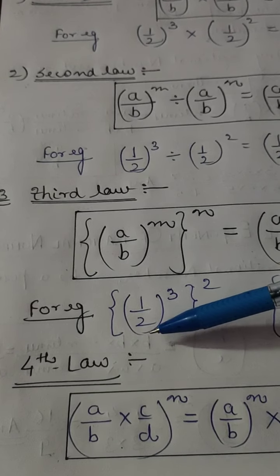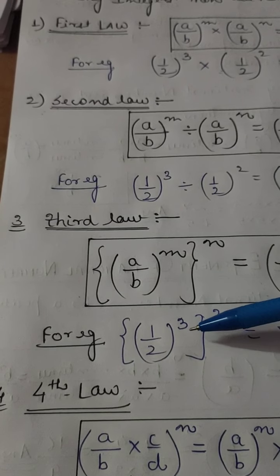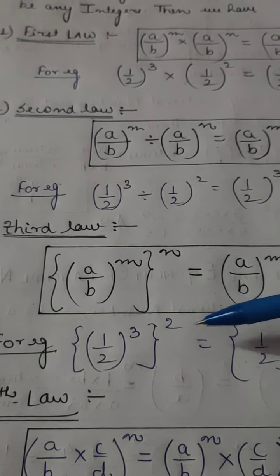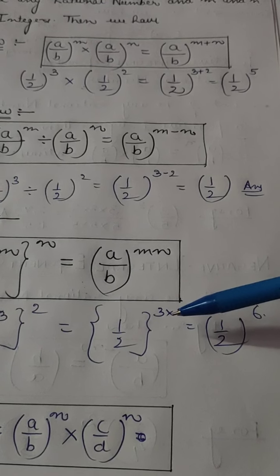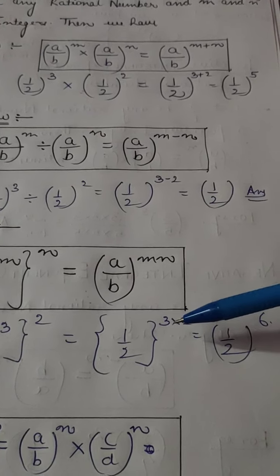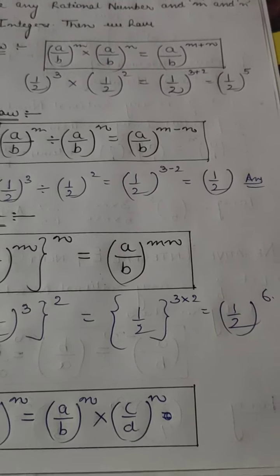Let's see with this example. Here 1/2 is the given rational number. It has power 3 and the overall power is 2. So in the result, we have just multiplied their powers. That is, 3 is multiplied with 2 and the result is (1/2) to the power 6.